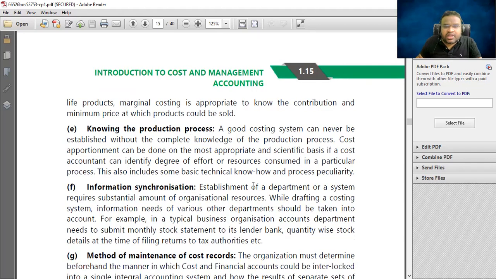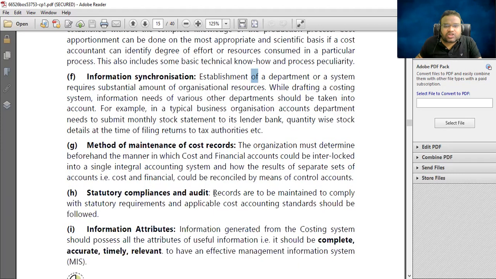Information synchronization. Establishment of a department or system requires a substantial amount of organizational resources. It is not easy. It is literally expensive. When you need a cost accounting system, make sure that it satisfies the requirements of other departments also. Don't use it only for your financial accounts, your accounts department. Make it useful for HR people, make it useful for the marketing department, so that everybody can use this data. Methods of maintaining cost records: both can be in one integrated system or you can maintain a separate system of accounts.